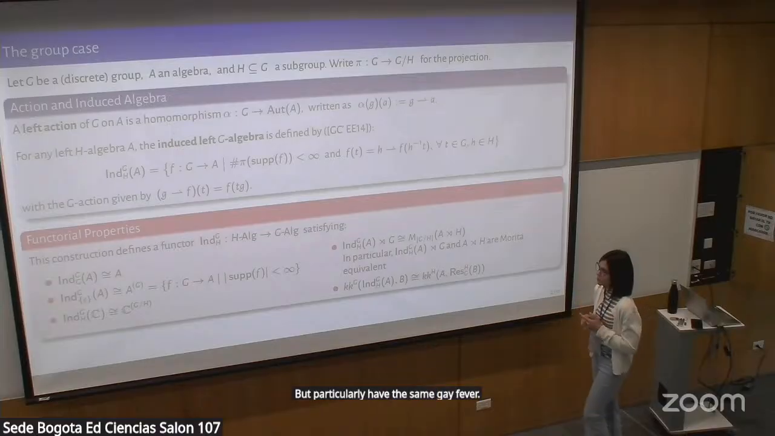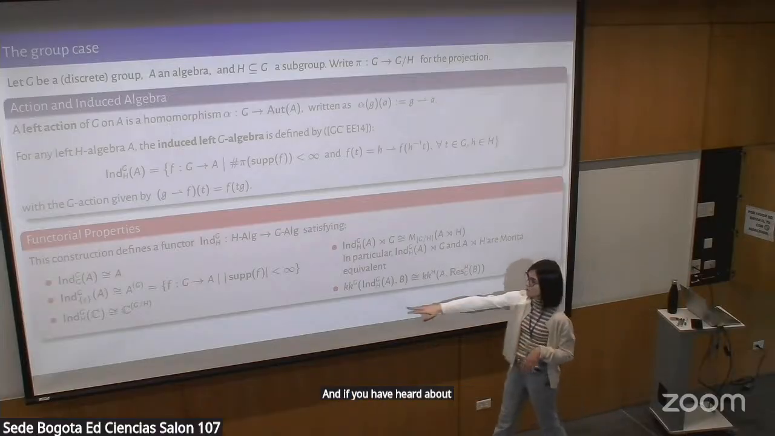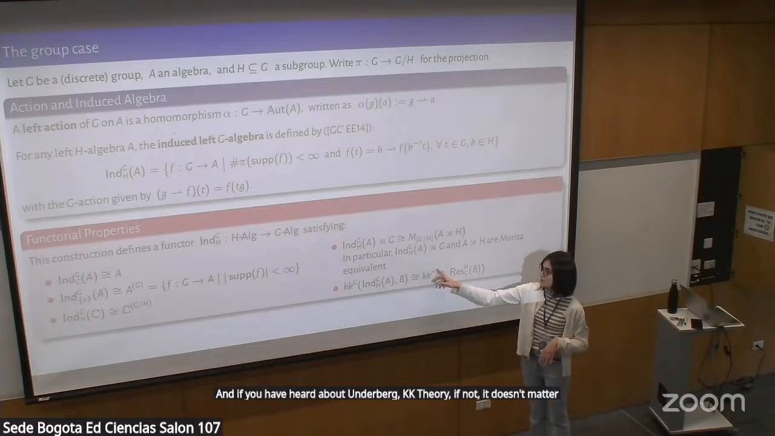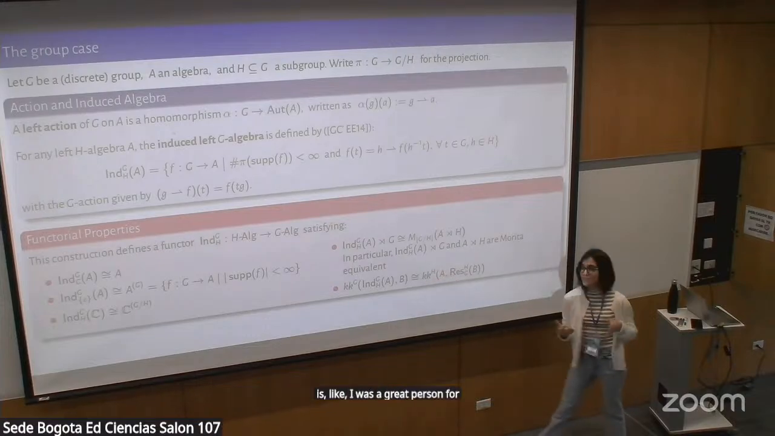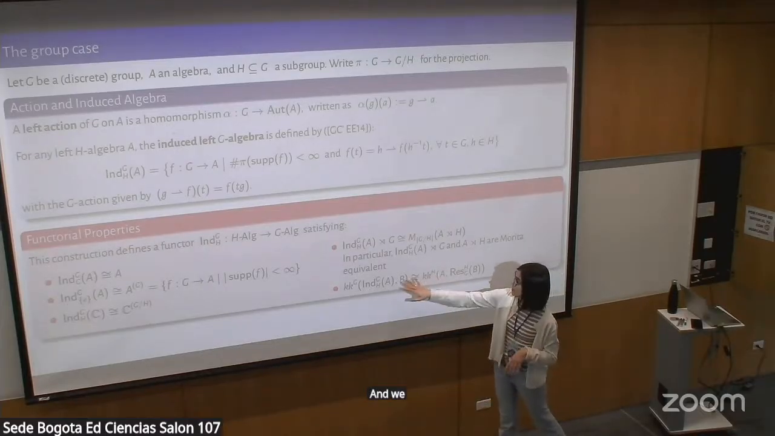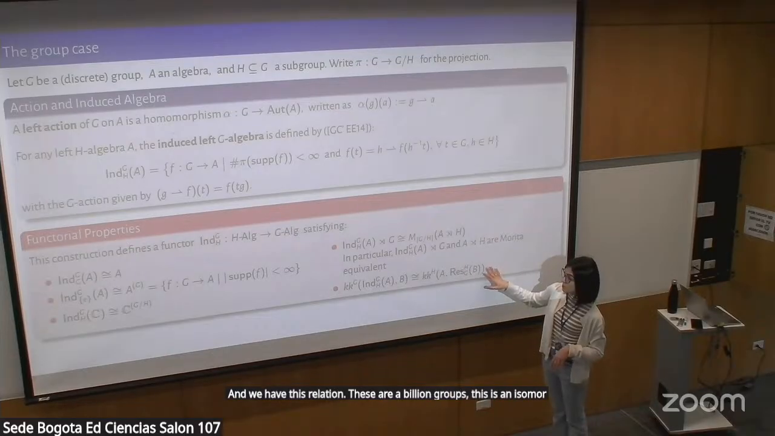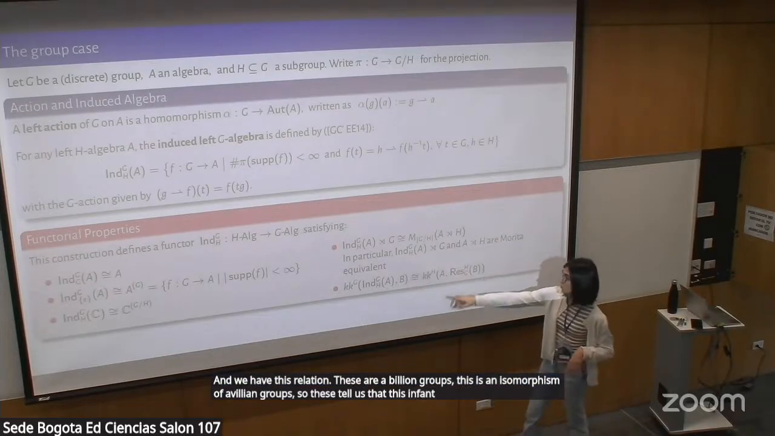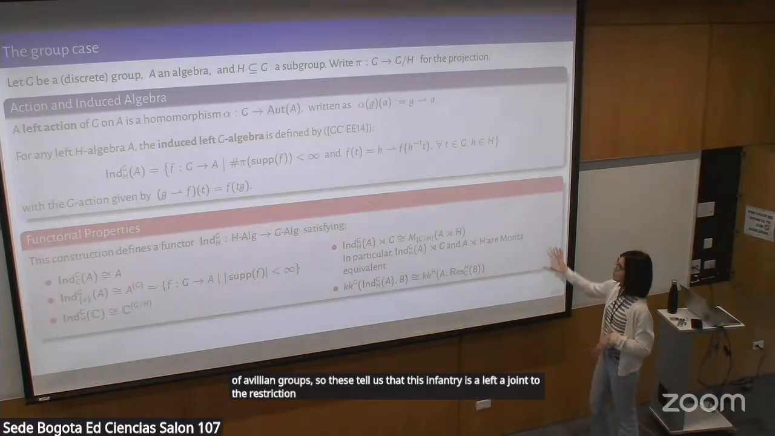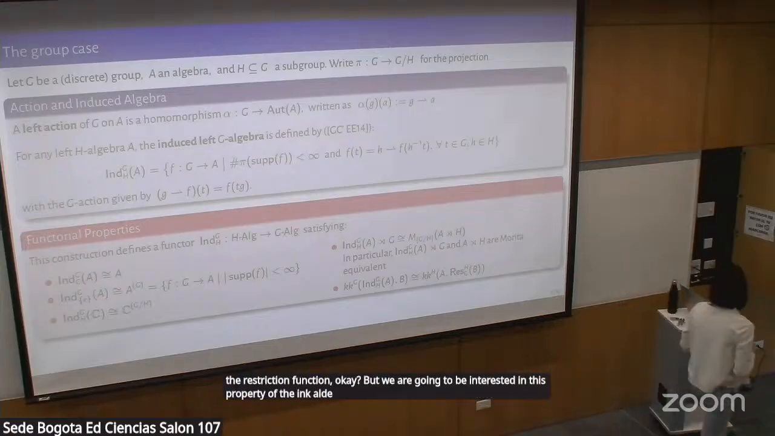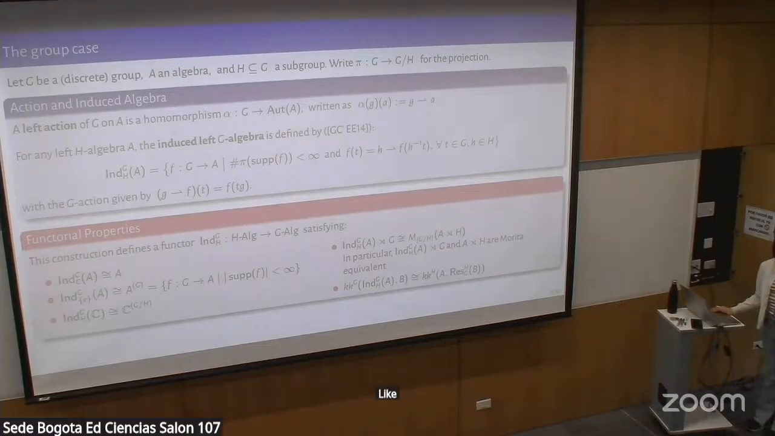And if you have heard about algebraic KK theory, if not, it doesn't matter. It's like an algebraic version of Kasparov's KK theory. And we have this relation. These are abelian groups. This is an isomorphism of abelian groups. So this tells us that this induction functor is a left adjoint to the restriction functor. Okay, but we are going to be interested in this property of the induced algebra. Like a Frobenius restriction. It's like a Frobenius. Something like that.